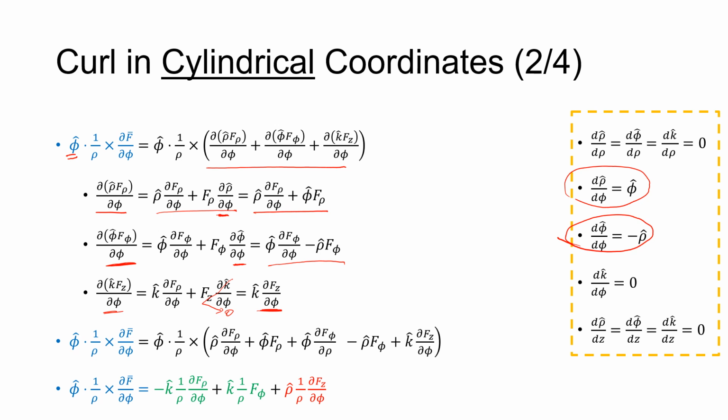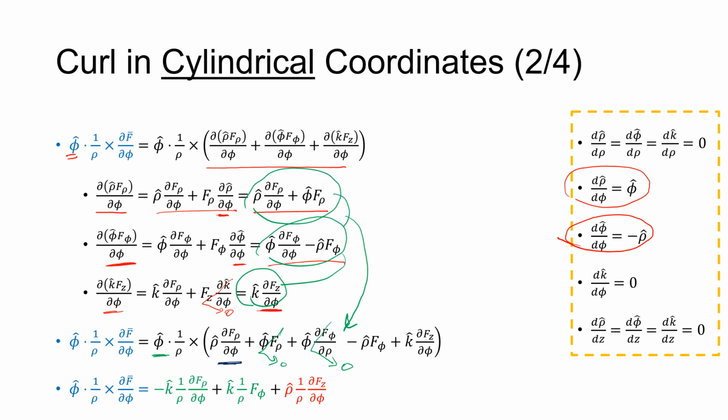Then we just gather all of these 3 terms here and put them inside this equation, and then we apply the cross product. Once you apply the cross product, these two terms are in phi, this will go to 0, this will go to 0, and you will be left with three components.